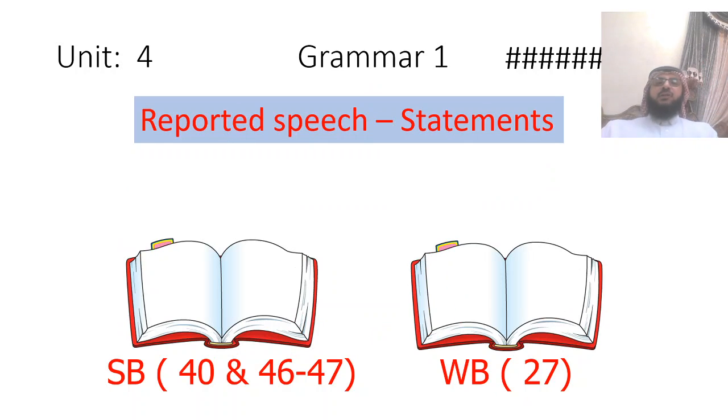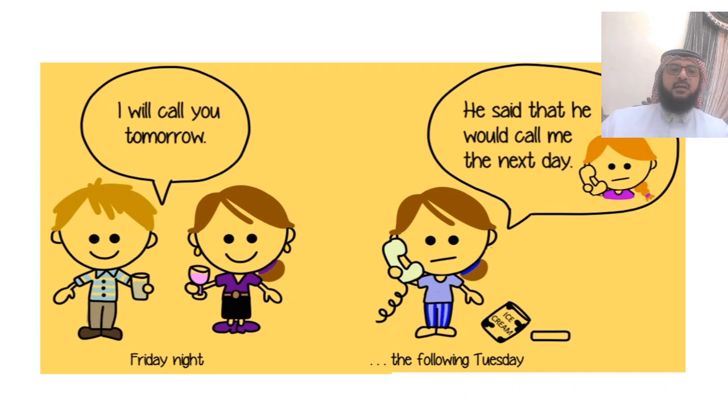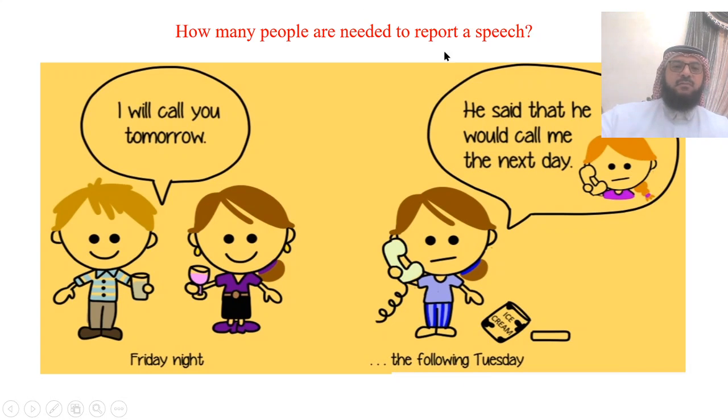As I already mentioned, we are going to talk about reported speech. Reported means direct or indirect. What's the difference between direct and indirect? هنشوف مع بعض. In order to have reported speech, you need people. How many people are needed to report a speech?